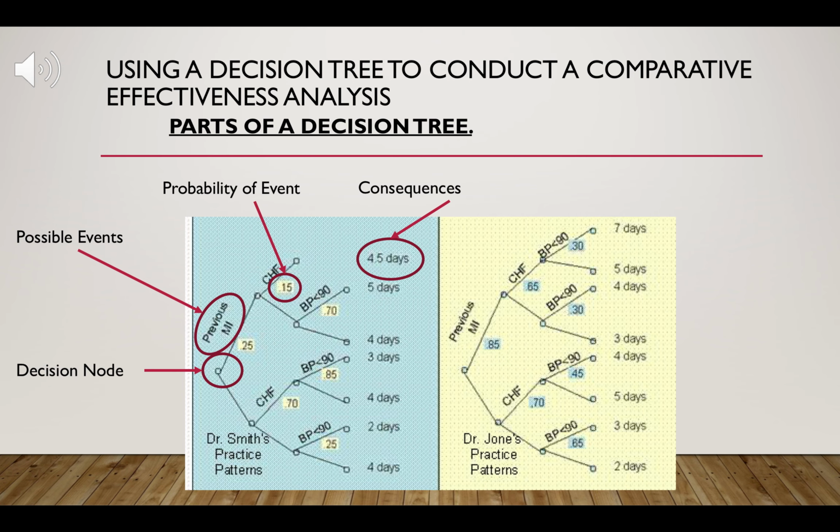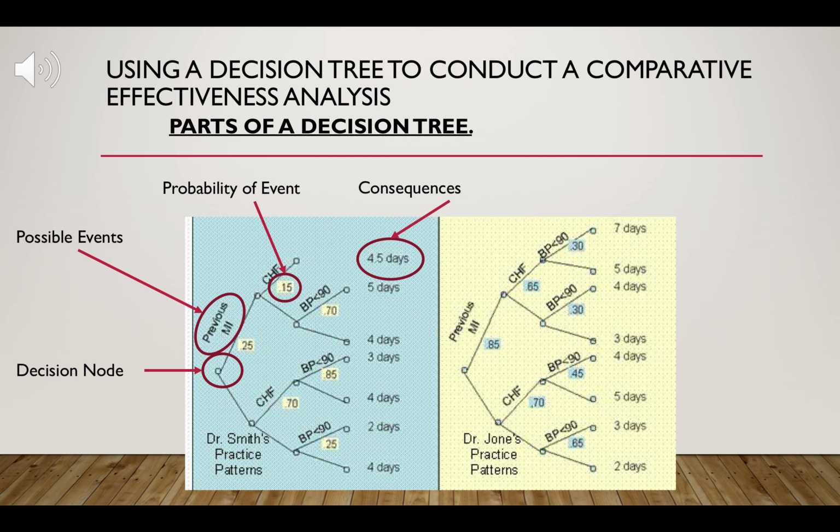For this specific lesson, I will be showing you how to conduct a comparative effectiveness analysis using a decision tree. For those who may not know what a decision tree is, it is a diagram that uses probability of events to determine outcomes. I will first go over the different parts of a decision tree.